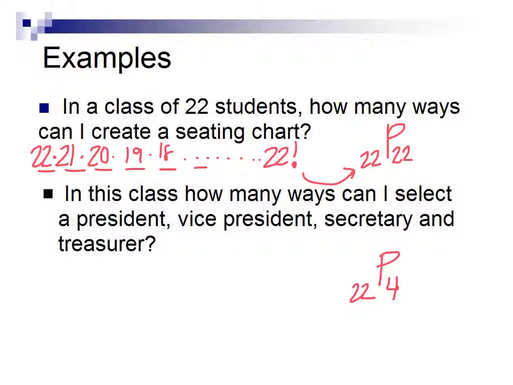You could also look at it as the fundamental counting principle. It would just be going down, but you'd only have to do 4 numbers instead of all 22 numbers. But that's not ideal because then it's not really 22 factorial. So maybe permutations is your best bet. Either way, you get the same answer.